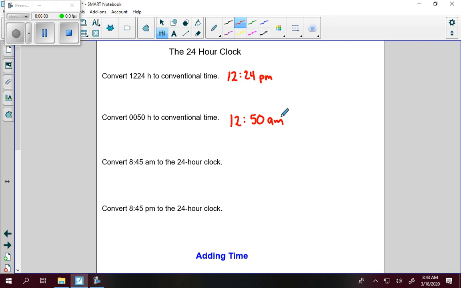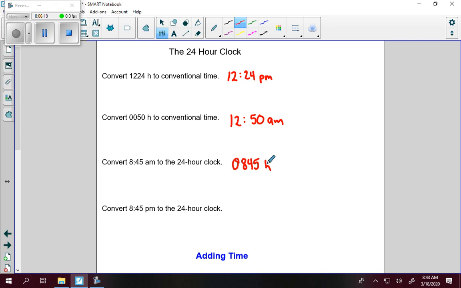If we convert 8:45 a.m. to the 24-hour clock, we notice that there are not 4 digits in there, so let's put that digit 0 in there because it's in the morning and it's 8 hours and 45 minutes after midnight. So you can leave it like that, or you could put the H on it.